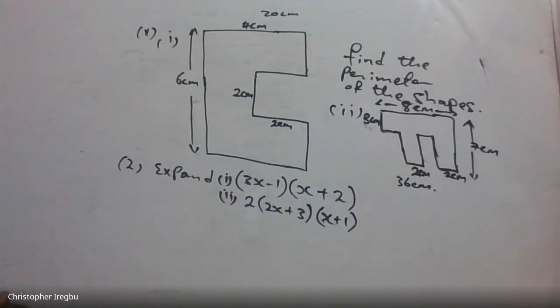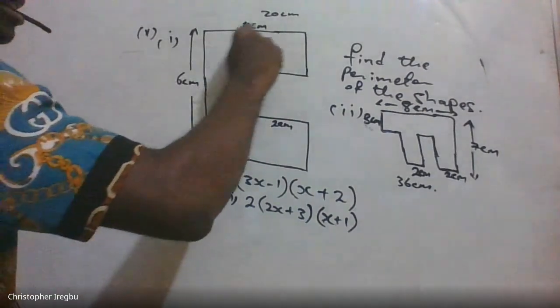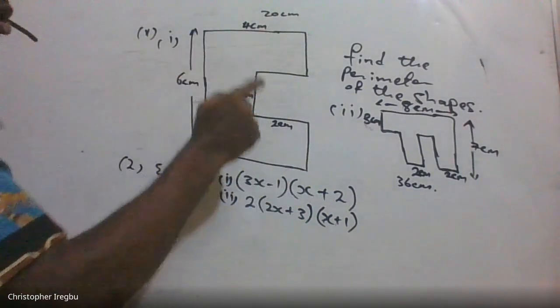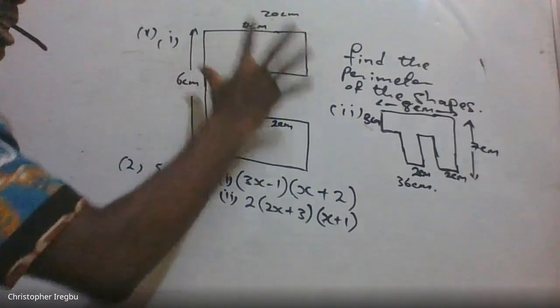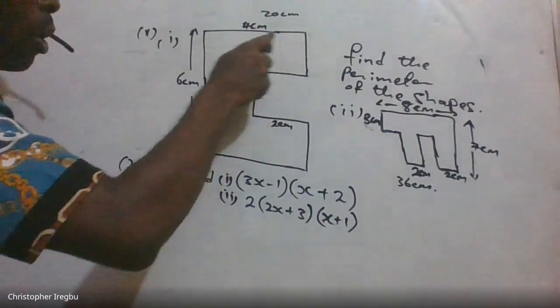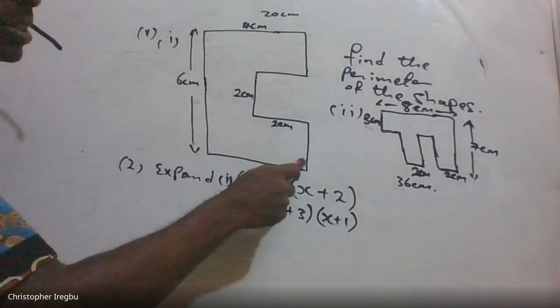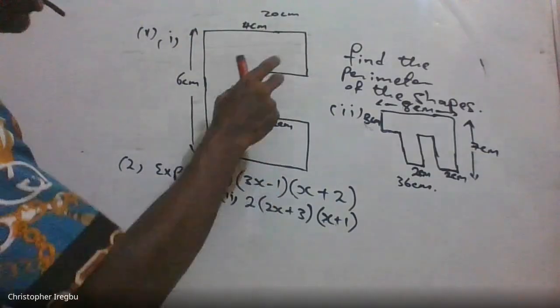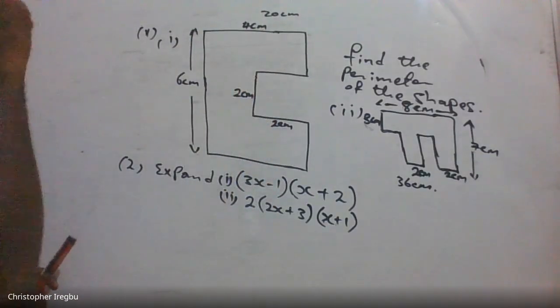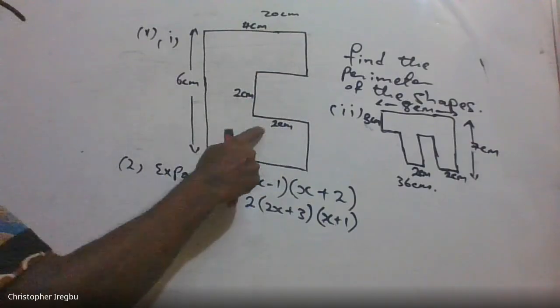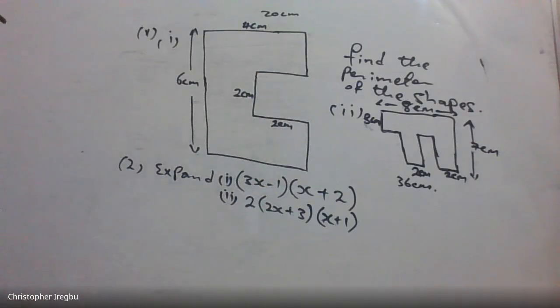The perimeter means the summation of all the sides bounding that shape. All the sides bounding a particular shape. That's what perimeter is. So the sum of all the sides of this shape. So for this first one, if you check, some of the sides are not labeled, but from what is labeled, you can determine what is not labeled.